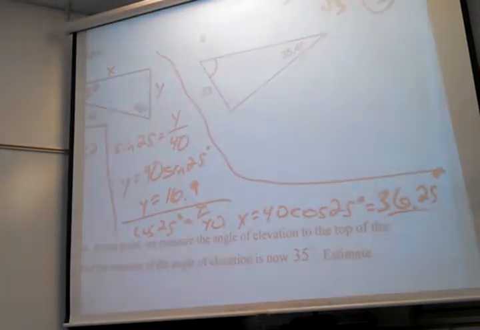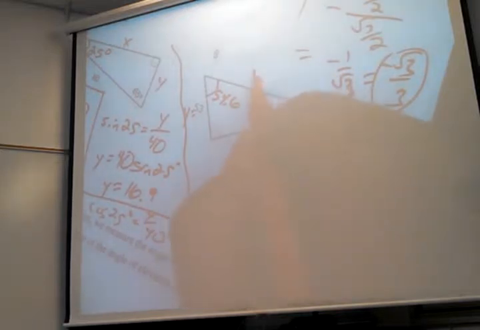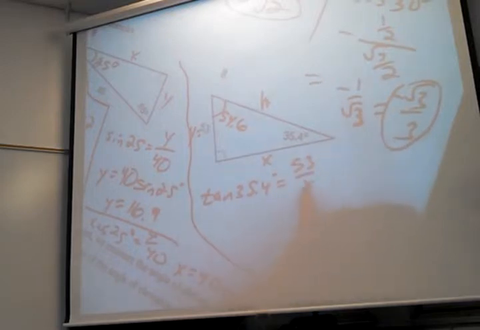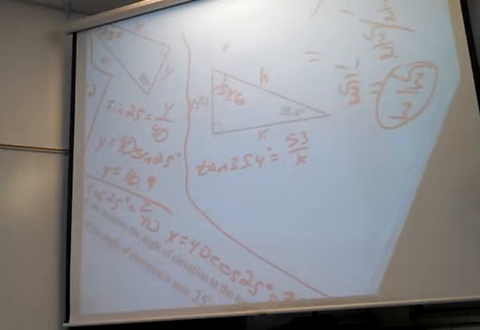So this guy, what's this last angle here? 54.6. Good, that makes 90 between those two. If I just do this little bit here, how do I find the x piece? So I've got the y piece, right? I can use tangent to get the x piece. Tangent of 35.4, which is 53 over x, is equal to y over x.